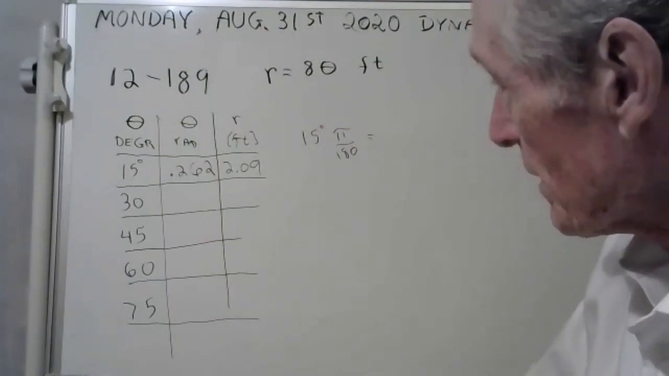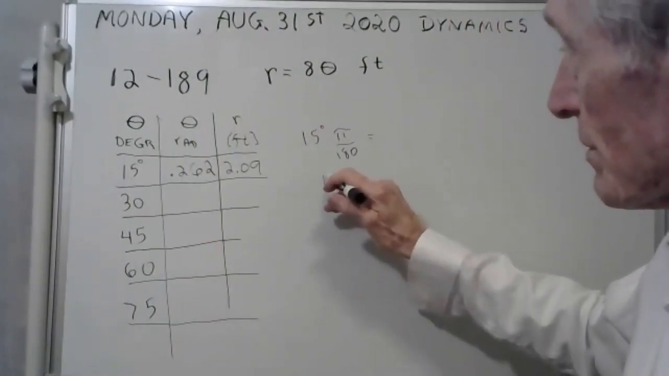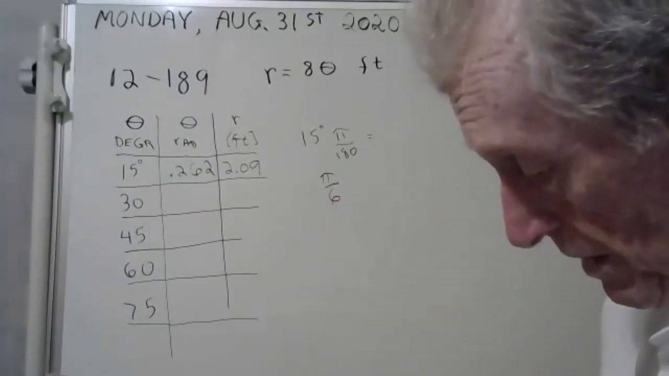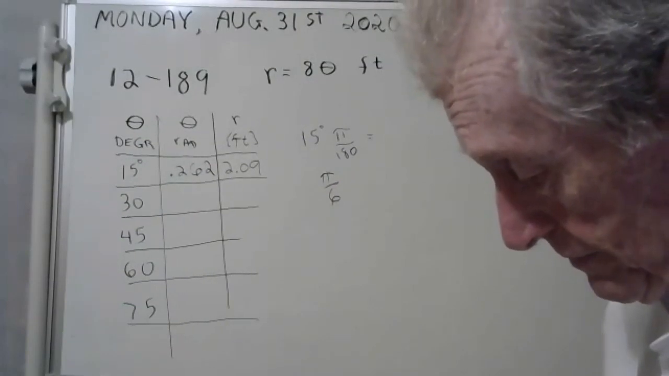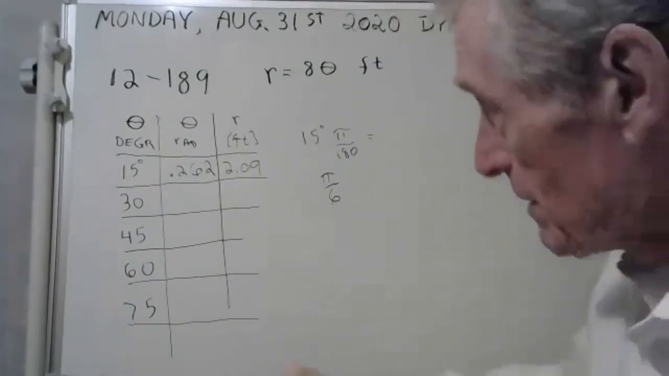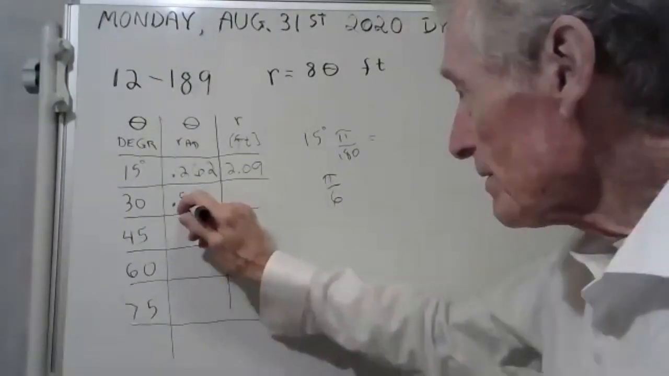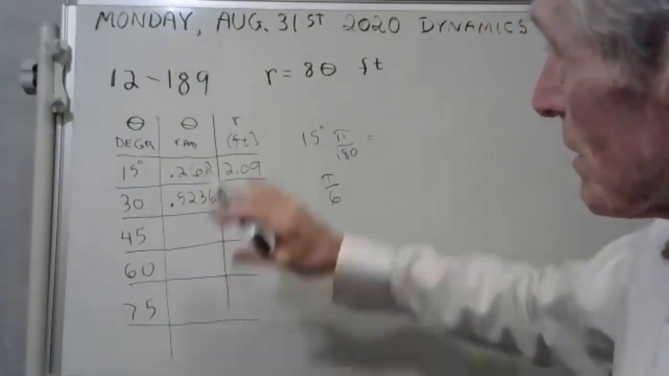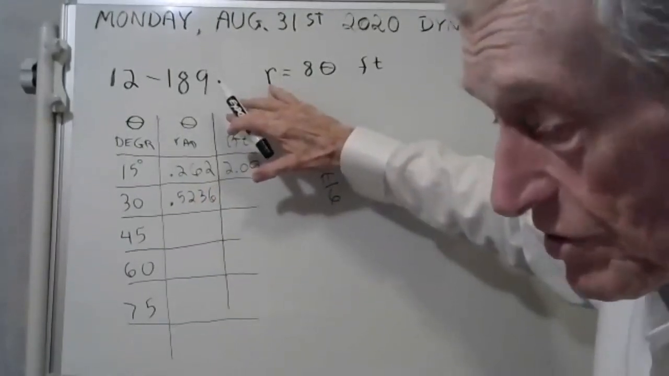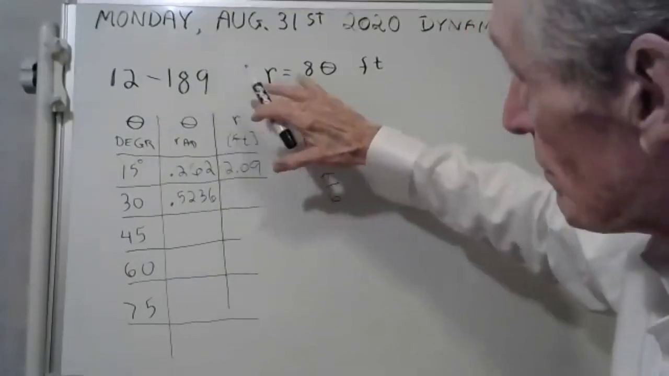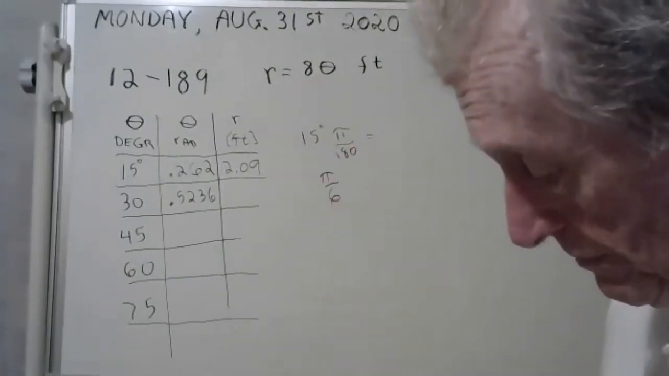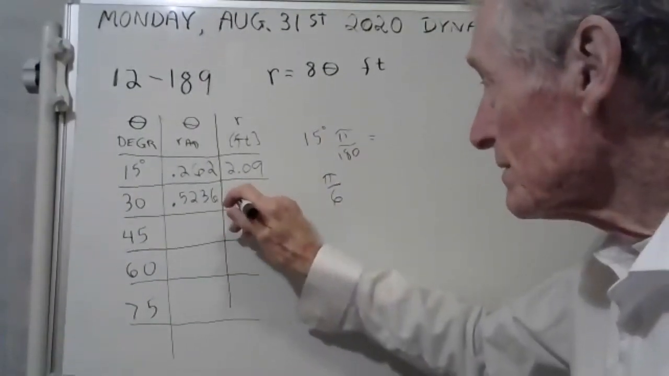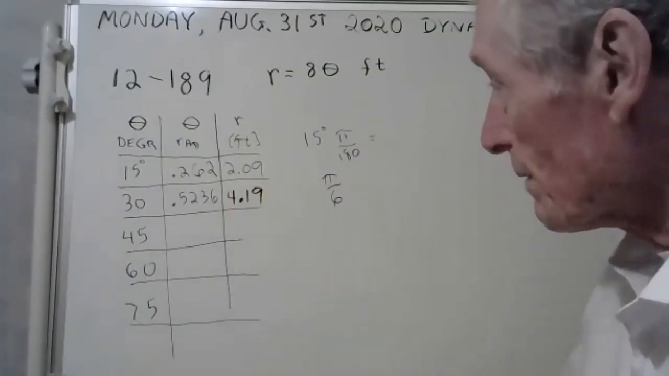Well, let's do 30 degrees. I know what 30 degrees is. 30 degrees is pi over 6. Okay, let me do that. Pi over 6. I'm getting 0.5236 radians. And now to get the distance, the position vector magnitude, you go 8 times the radians. All right. I got 4.189. I'll just make it 4.19.